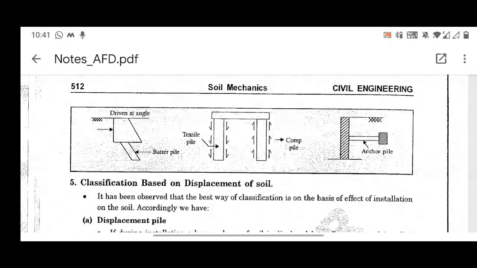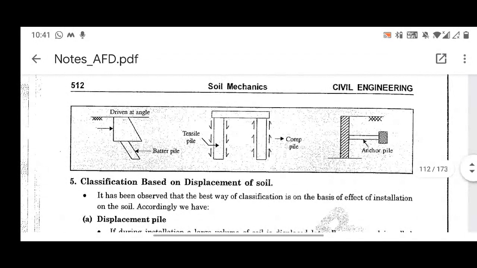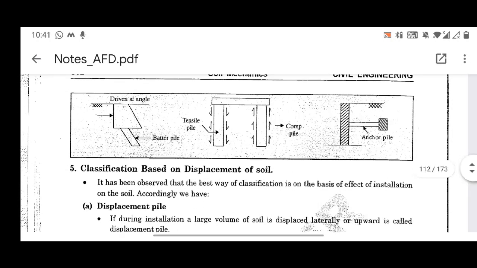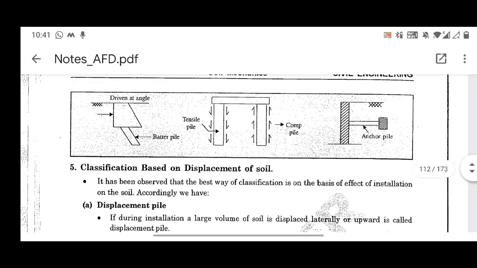Okay, no problem. So you can see these piles. Basically, you can see this is like a dam, and below the dam you can see a pile that is laid at some inclination. So such piles are known as batter piles. Why is this pile known as a batter pile?